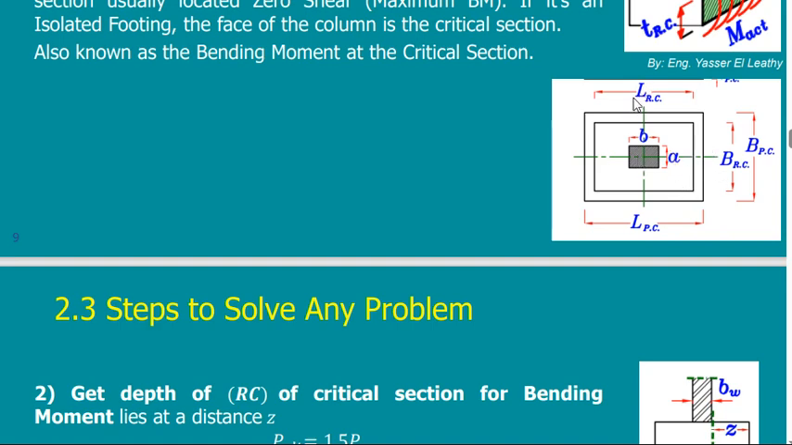To get the L and the B, we are targeting to have a cantilever from this side equal to the cantilever from the other side. How can we do this? We can do this by having the difference between the L and the B of the footing and the plain concrete the same as the difference between the A and B of the column. In this case, the cantilever from all sides will be the same.